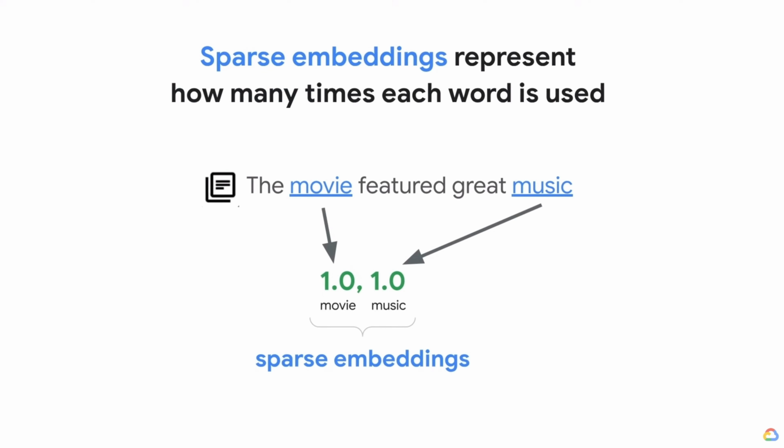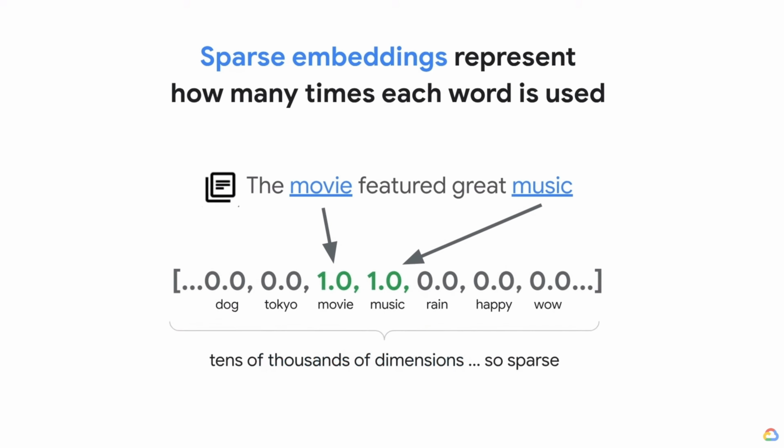Think of sparse embedding as a long list that shows how many times each word or subword appears in the text. The sparse embeddings generally don't consider the meaning of words. They merely represent the frequency of each word's appearance in the text. Since there can be thousands of different words in a text, the embedding can have tens of thousands of dimensions, but only a few of these dimensions will have non-zero values. This is why they are called sparse. Most of the values are 0.